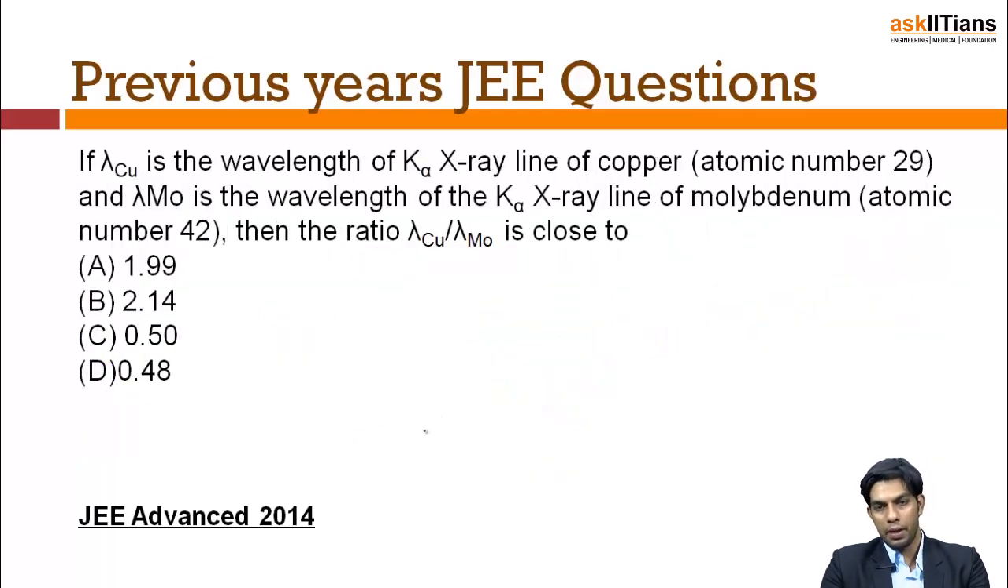Moving on, if lambda Cu, that is the wavelength associated with the K alpha X-ray line of copper, atomic number 29, and lambda Mo is the wavelength of the K alpha X-ray line of molybdenum, atomic number 42, then the ratio of lambda Cu, lambda copper divided by lambda molybdenum is close to.